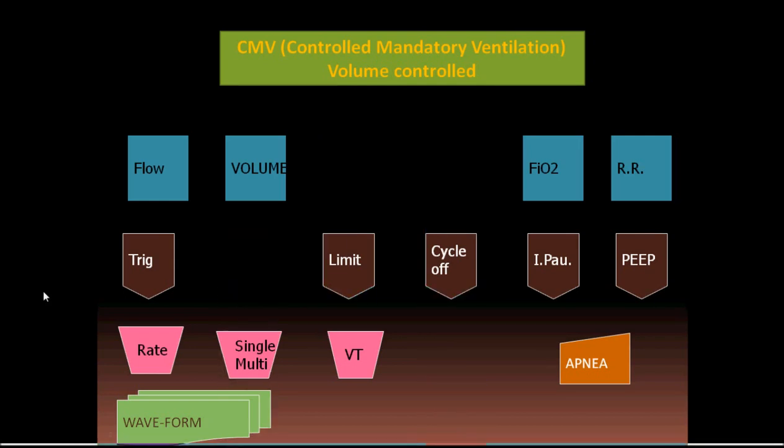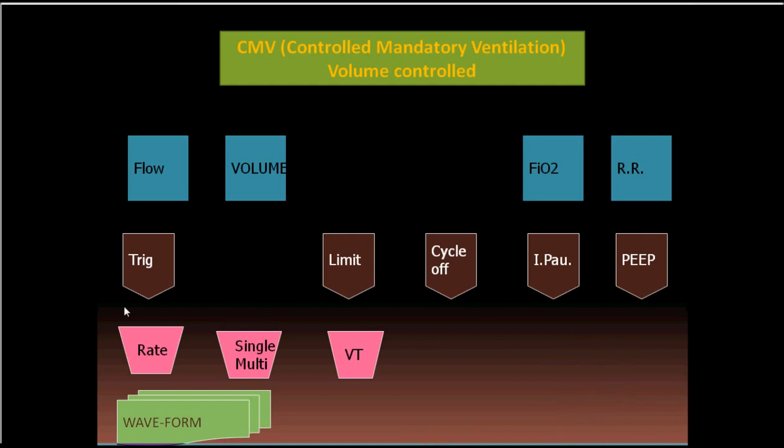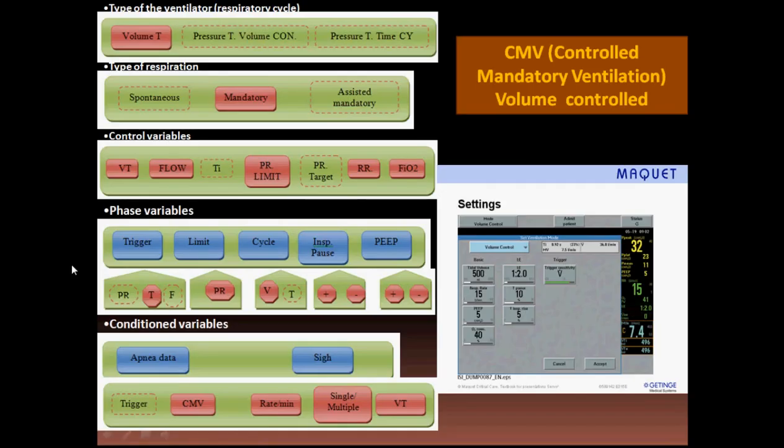These are the data which you should supply to the ventilator. The ventilator will set the flow, volume, or the volume with the I:E ratio, FiO2, and respiratory rate. Triggering is by time, the limit is pressure, which is an alarm. Cycling off is by the tidal volume, with an inspiratory pause if you put it, or PEEP, but no apnea mode. This is because it is a controlled mandatory ventilation.